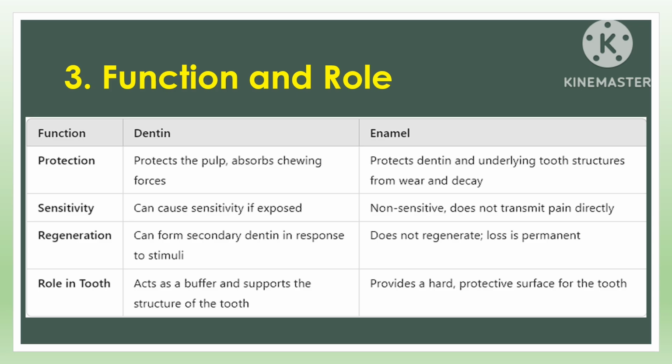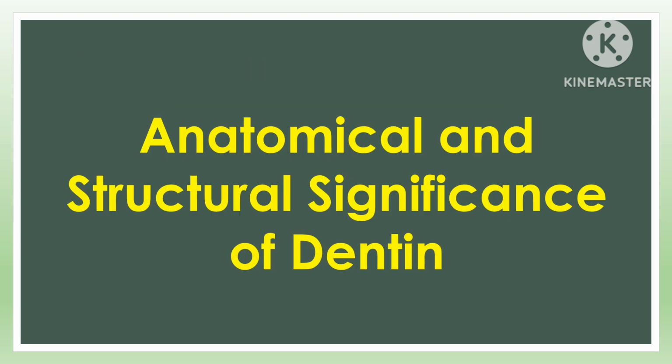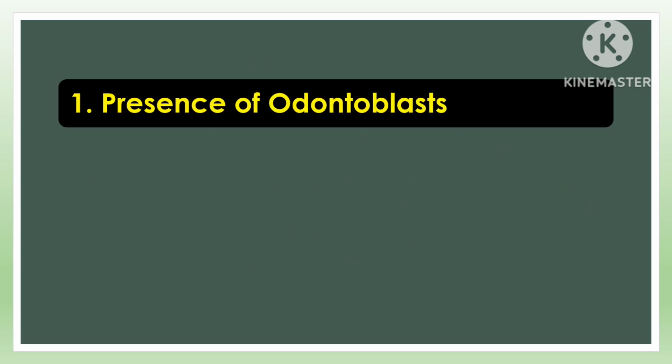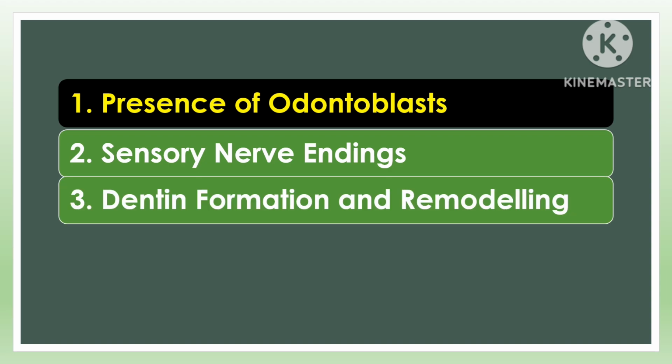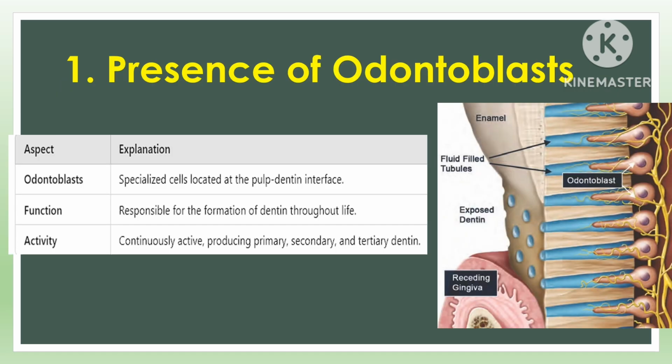Now we will discuss what is special about dentin, or what is so different in dentin that it makes it a living tissue. Here are the main reasons. First of all, dentin is produced by specialized living cells called odontoblasts. These cells continue to form dentin throughout life, as we have already discussed, unlike enamel, and it helps to protect the inner layer of your tooth.